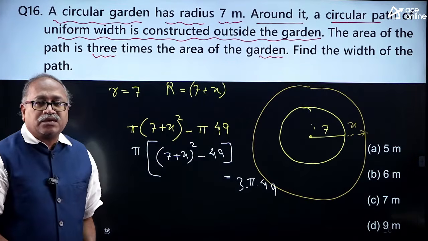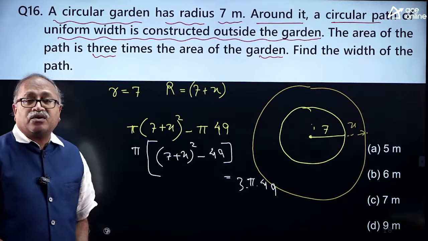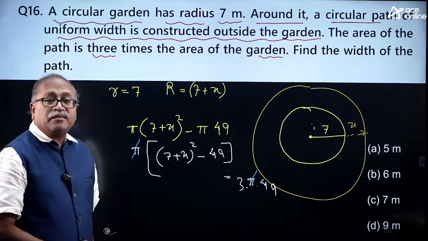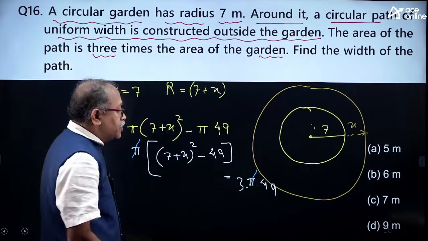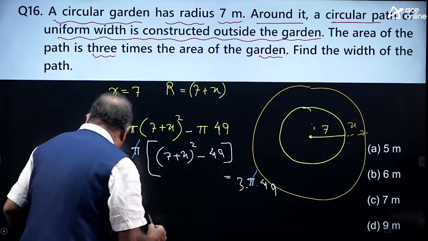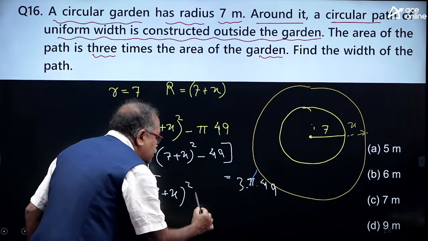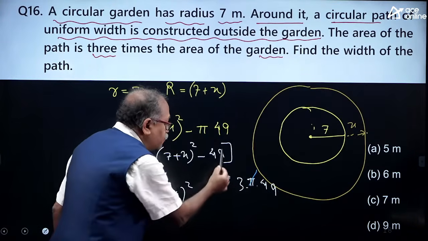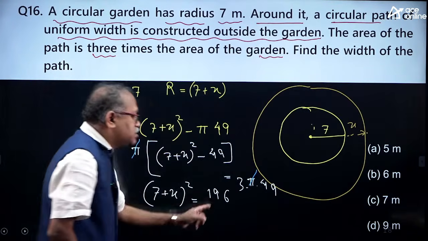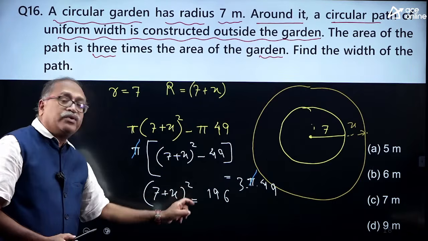So, some serious questions are there. Whether others answer the question or not, you must answer this question. As this pi gets cancelled, and here 3 times 49, this 49 will go to the other side, so you are getting 4 times 49. So, (7 plus x) square is equal to 4 times 49. 4 9s are 36, carry 3, and 4 4s are 16 plus 3 is 19. Can you see that 196 is 14 square? So, here the square will get cancelled.